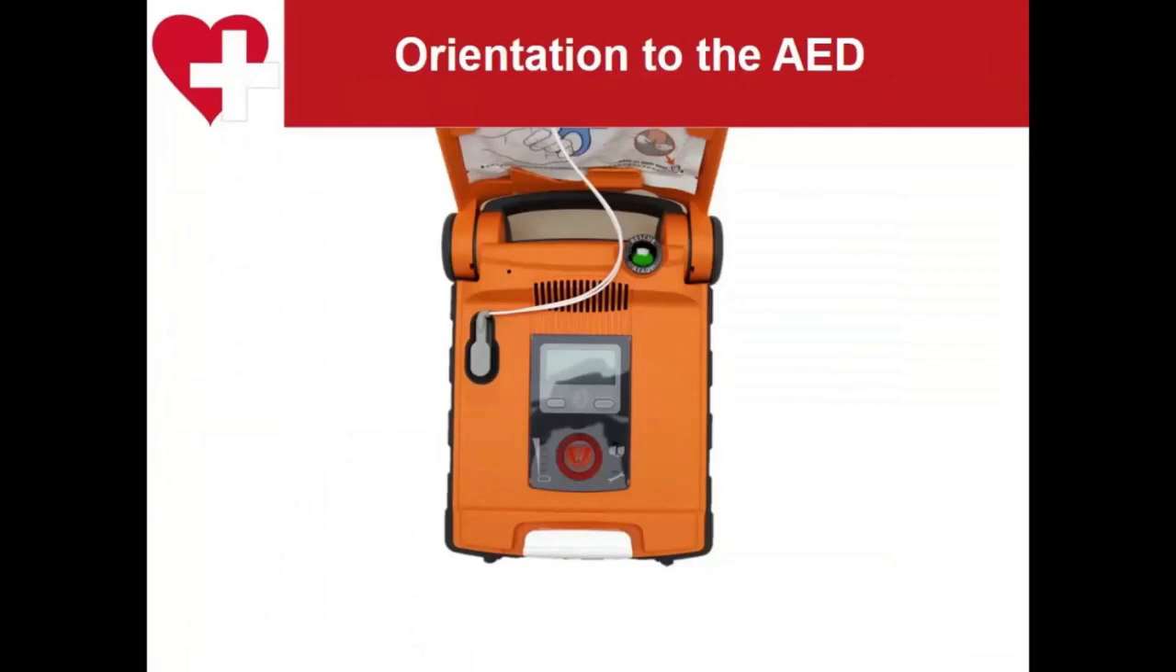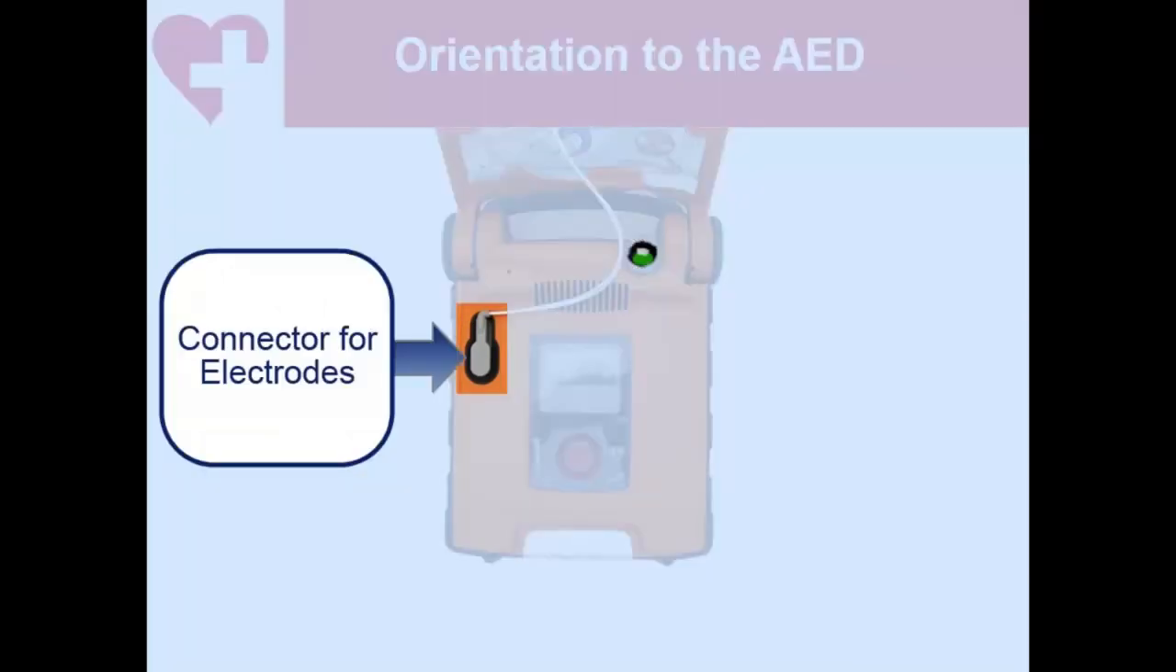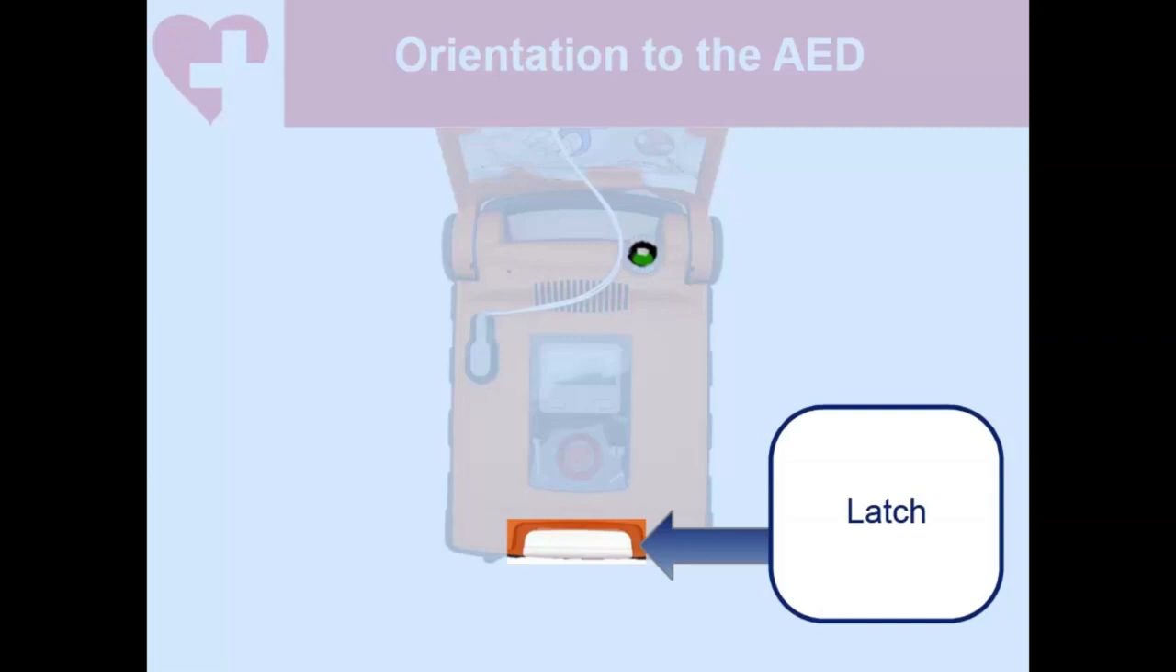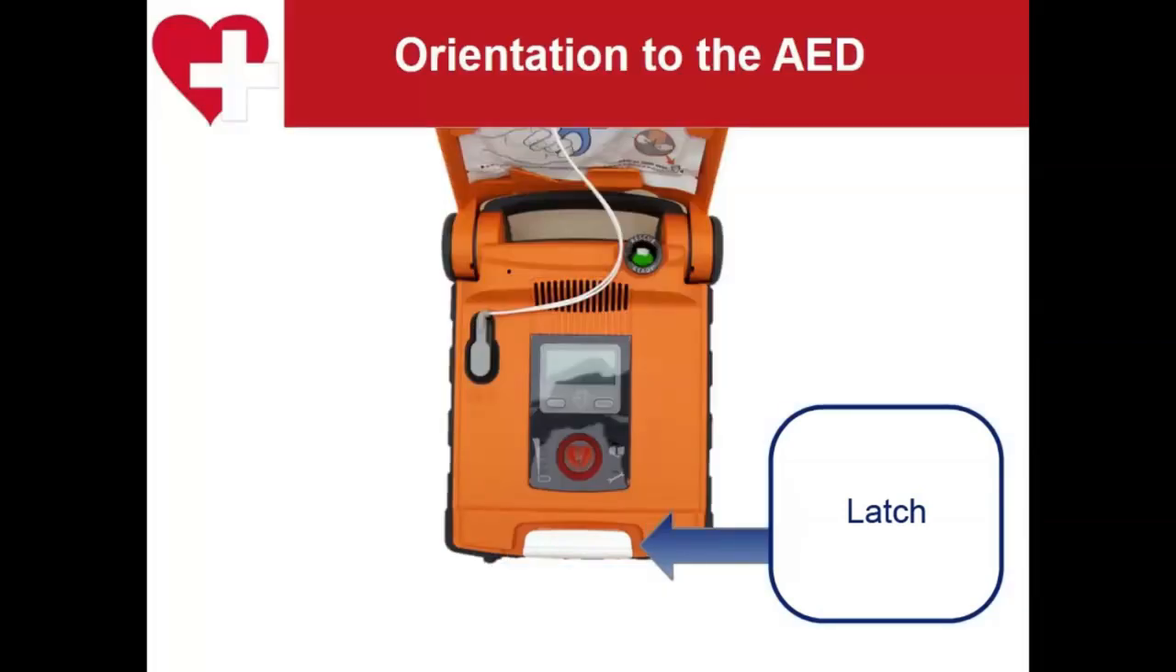Let's get orientated to the G5 faceplate. There's a connector for electrodes. This is where the electrodes are connected to the AED. The electrodes should be connected at all times and ready for a rescue. When the electrodes are connected as shown, the AED can identify the pad type and the expiration date. The latch. Pressing down on the white latch will open the lid of the AED. Once the lid has been opened, the AED will turn on and begin to provide instructions on the next steps.